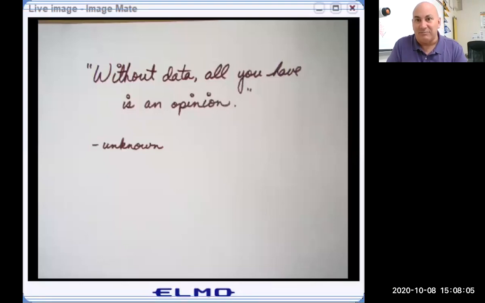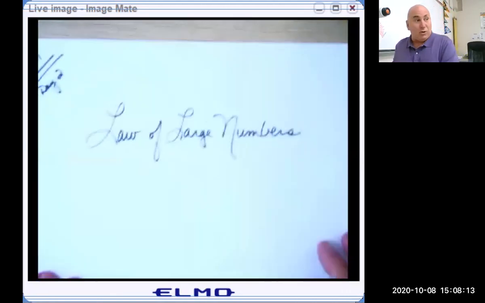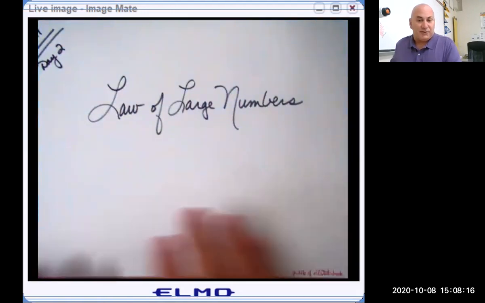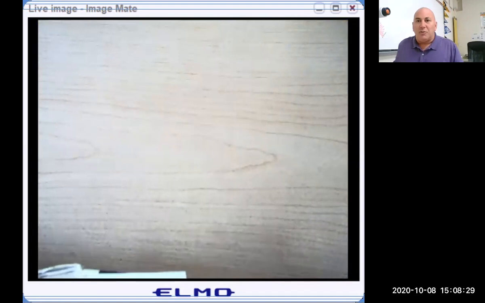One of my favorite quotes in all of statistics: without data, all you have is an opinion. So there's a rule called the law of large numbers. What the law of large numbers says is that the more trials you run, the more experiments you do, the closer your experimental probability is going to be to the theoretical.